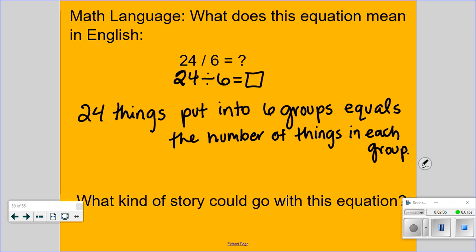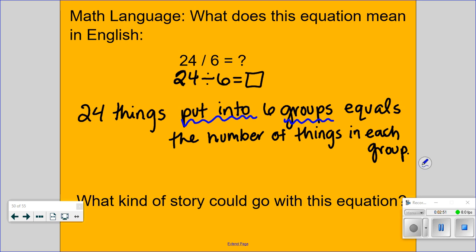When I am dividing, the biggest thing to remember is that I am putting into groups. So if you can imagine that first number in that equation just being a pile of stuff, and then with that pile, I then am organizing it into groups. Does that make sense what I'm doing? Yeah. A little bit? What do you think this might look like? What might 24 things put into 6 groups look like?